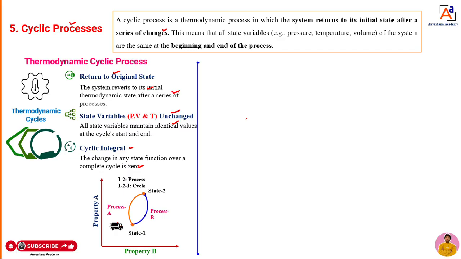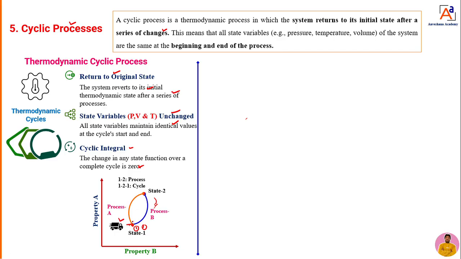Assume that, dear students, there is a delivery truck. Now it is at the initial state. Then the truck, or system, will move from state 1, which you can call the initial point, and it will reach point 2. Then it becomes 1 to 2. It is a process, but not a cyclic process. If the truck moves from point 1 to point 2 and then again comes from point 2 back to point 1, that is the initial point when it started, and when it reaches back, that is the final state.